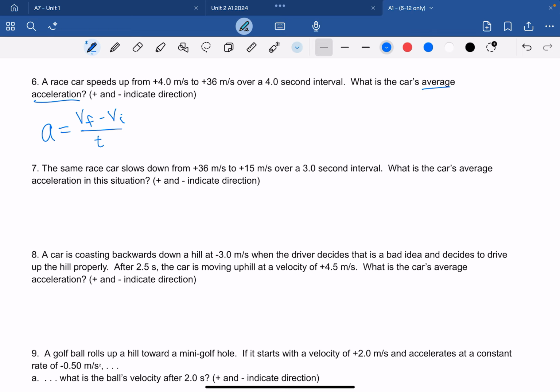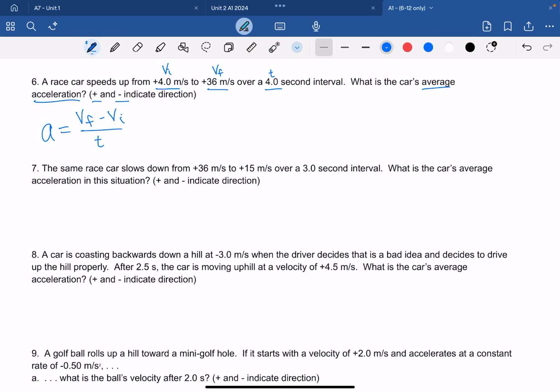So in this case, which one is our final velocity and which one's initial? Well, it says a car speeds up from 4 meters per second to 35 meters per second. So if we are speeding up from 4 to 36, the 4 is going to be our initial velocity, while 36 would be our final velocity. And this all occurs over a 4-second time interval. What is acceleration? Indicate positive or negative to show direction, because we don't have north, east, south, west. Just positive or negative for direction.